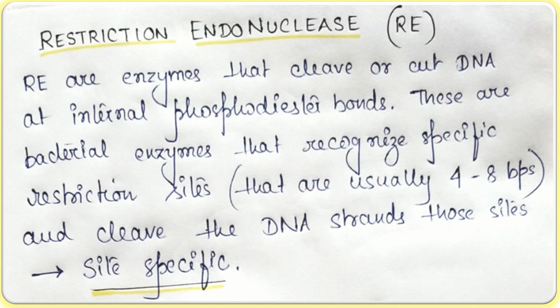Now, the naming system is very interesting. Here, these enzymes are represented by a 3-letter code. It is written in italics. HAE for Haemophilus aegypticus and HIN for Haemophilus influenzae. The letter code denotes the origin of the enzyme.